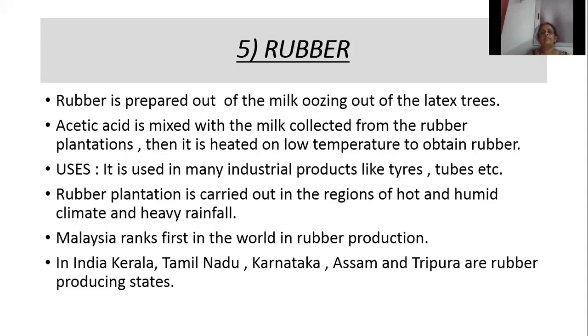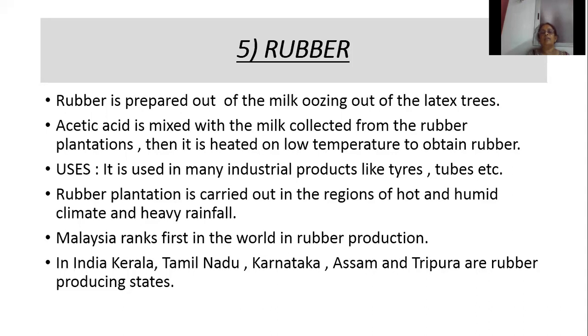Acetic acid is mixed with the milk collected from the rubber plantation. Then it is heated on low temperature to obtain rubber. So in order to make rubber, they mix acetic acid with that milk, and then it is heated on low temperature.